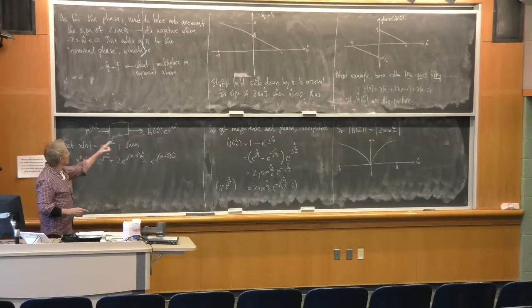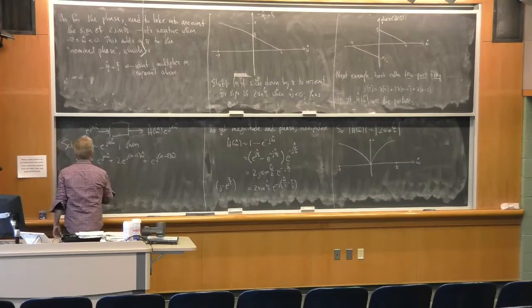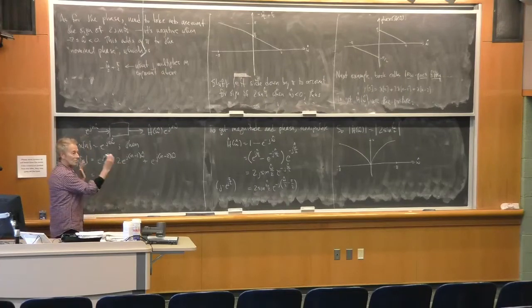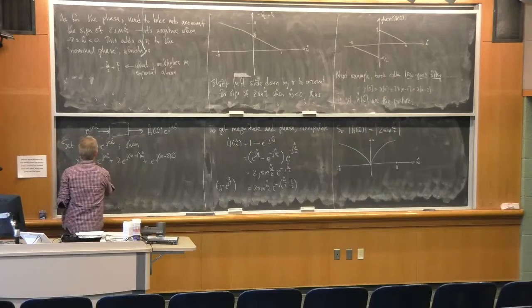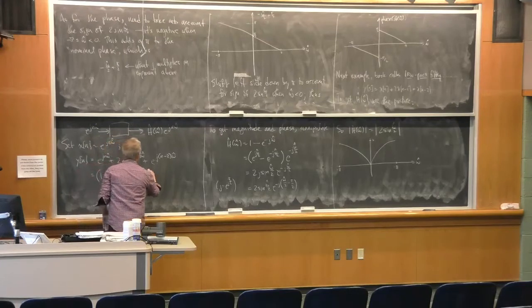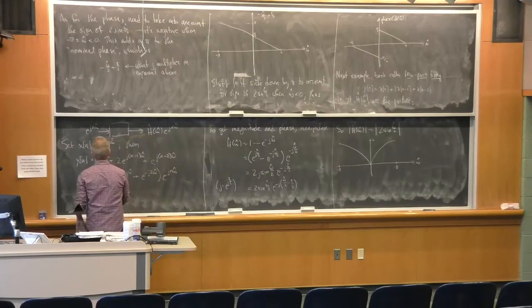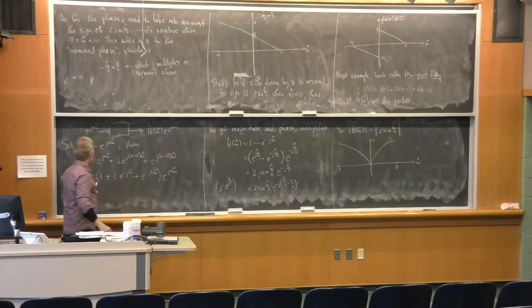Now we factor e to the j n omega hat out of the right-hand side. And what's left over? The thing that multiplies that has got to be the frequency response. So we get 1 plus 2 e to the minus j omega hat plus e to the minus j 2 omega hat, all that times e to the j n omega hat. And that means the frequency response is the thing in parentheses.